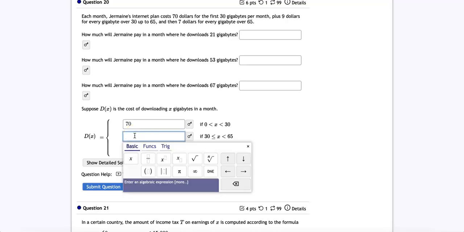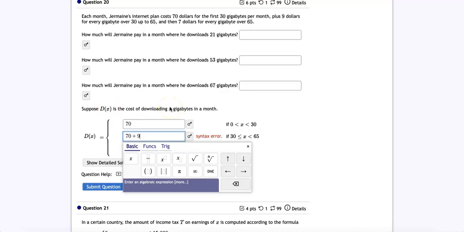So what we're going to see here is that after you pay the initial $70, you have to pay more if you're going to download more than 30 gigabytes per month. Well, you only have to pay $9 extra for every gigabyte after the first 30. So we want to say, how would we represent that? Any unknown gigabyte, of course, is going to be x. It tells us that right there in the problem.